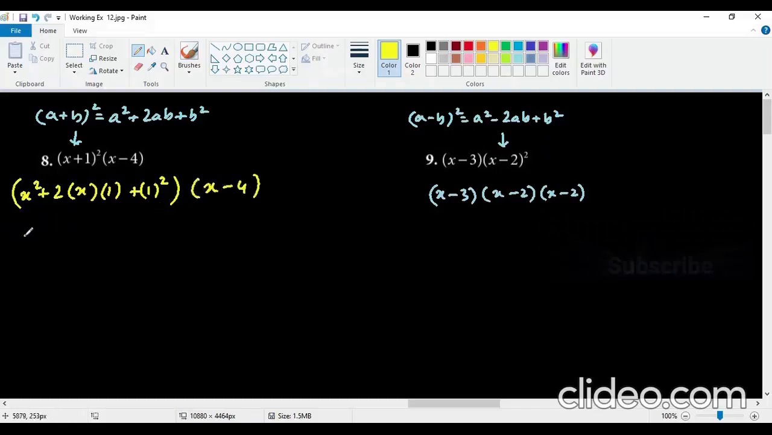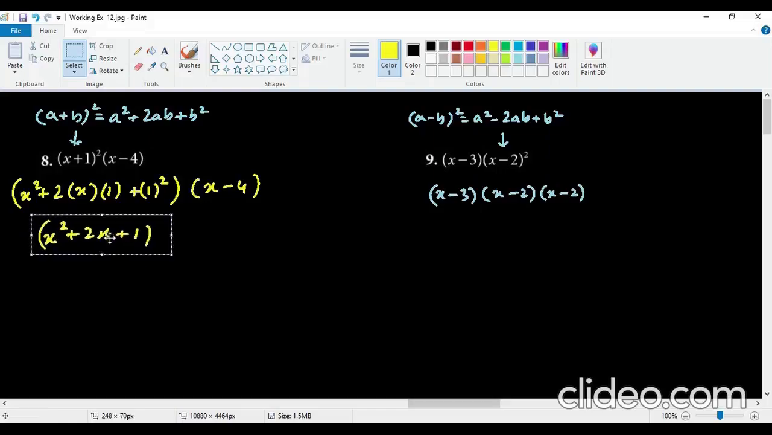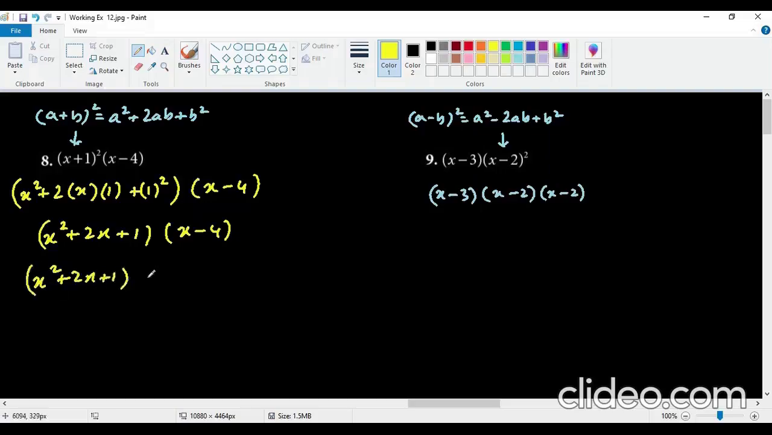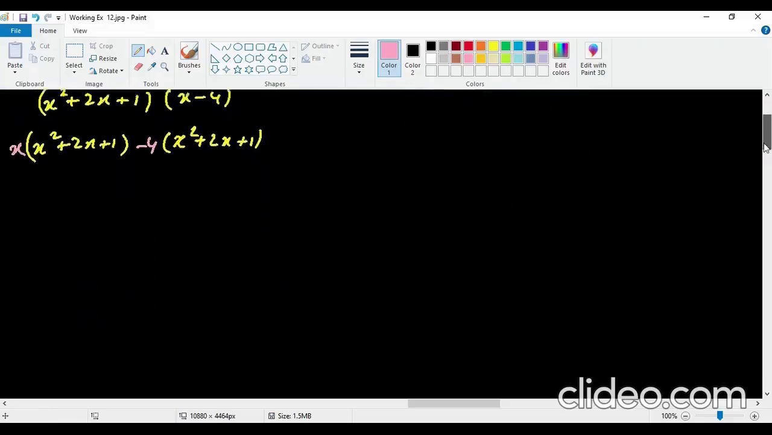So the first bracket is going to give me x² + 2x + 1. Now this is going to be multiplied by x − 4. So I will write x² + 2x + 1 two different times. First I will multiply this by x, and here I will multiply by minus 4. This is the way you need to follow.